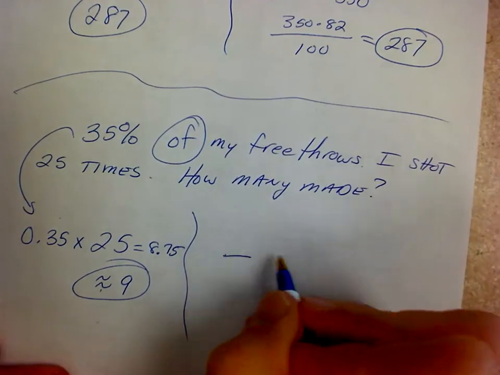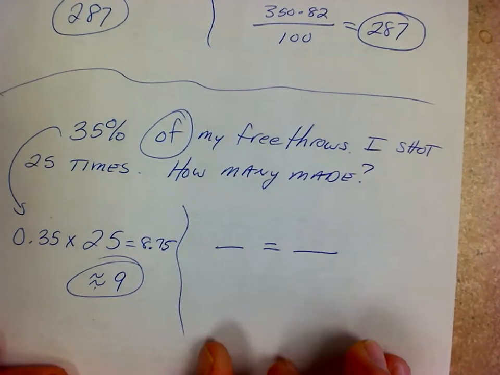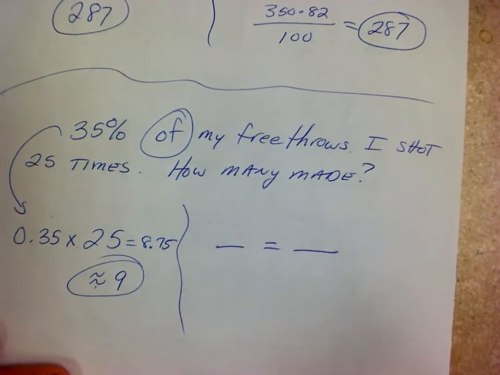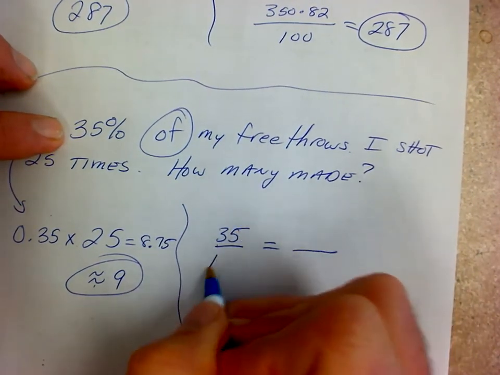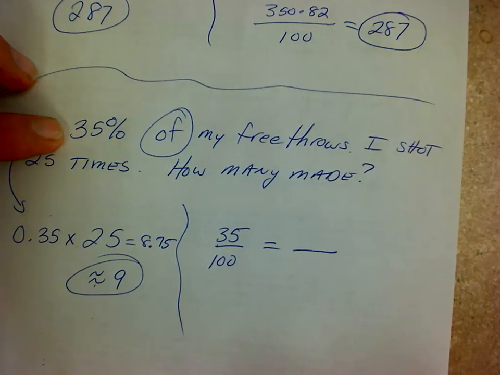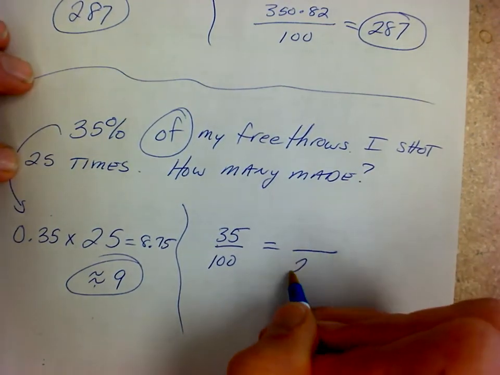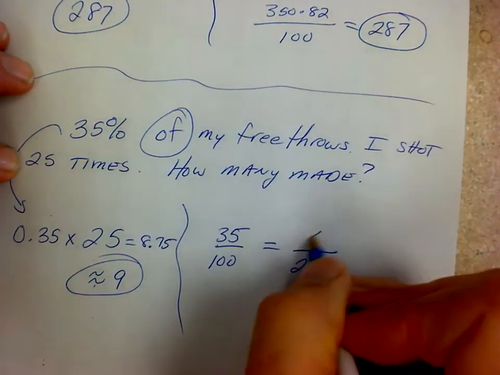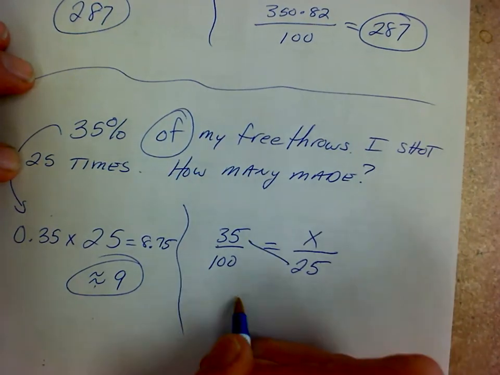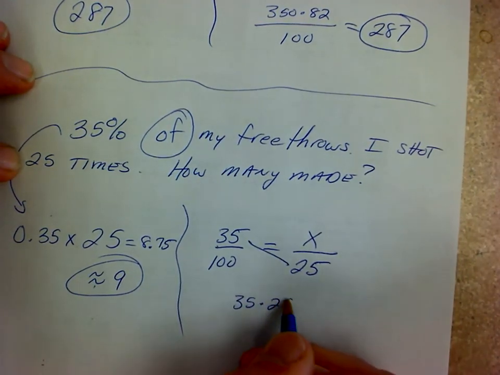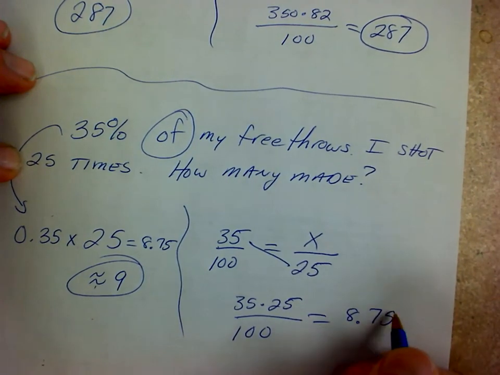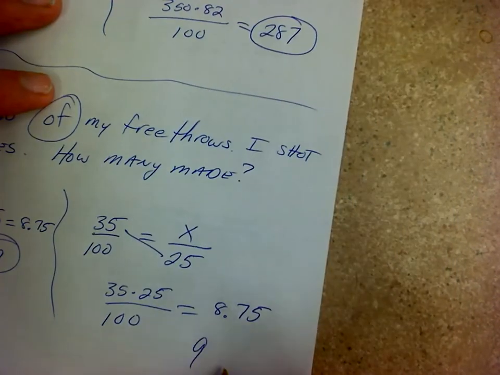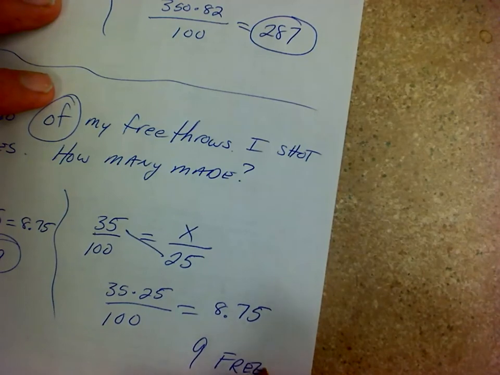Again, we want to get in the habit of using proportions. It could help us down the road. Percents are always out of 100, so we've got a percent ratio, and then we shot 25 total. We're trying to find our missing piece. 35 times 25 divided by 100 equals 8.75, so we want to round that to 9 free throws.